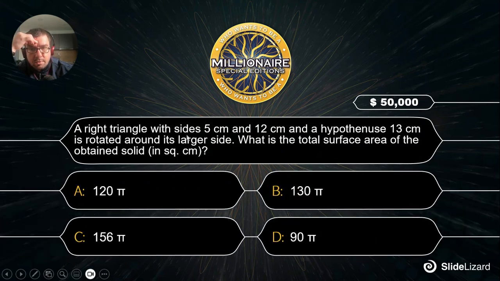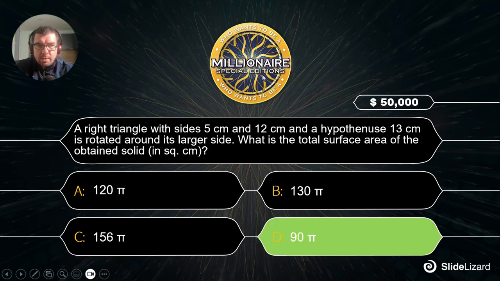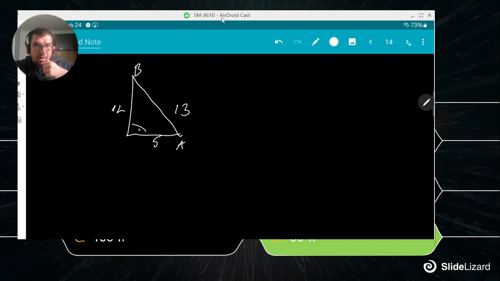A right triangle with sides 5 and 12 and a hypotenuse 13 is rotated around its larger side. What is the total surface area of the obtained solid? Did you find D? 90 pi. 90 pi is correct. So this is how my triangle looks like: 12, 5, 13. And I rotate it around the side which is 12.